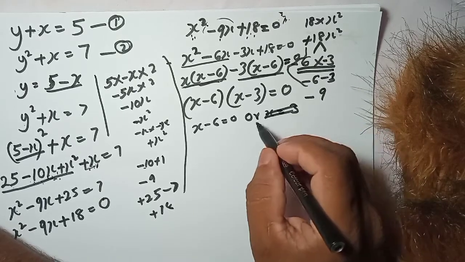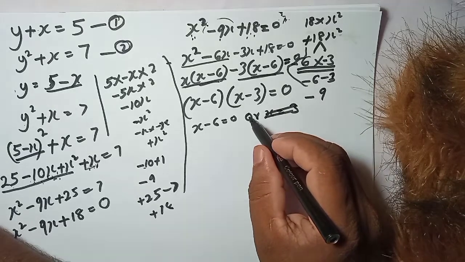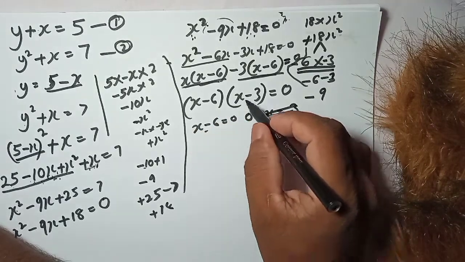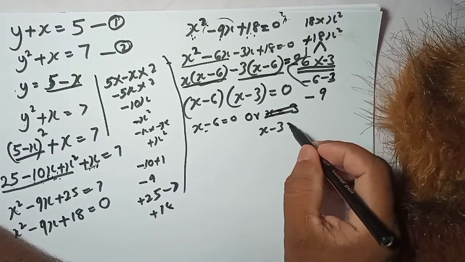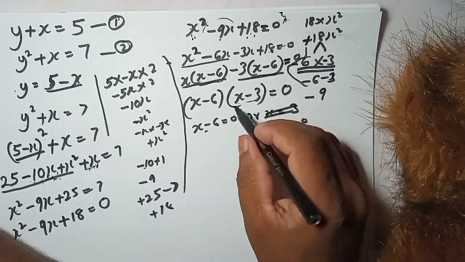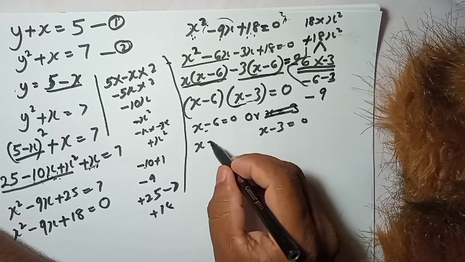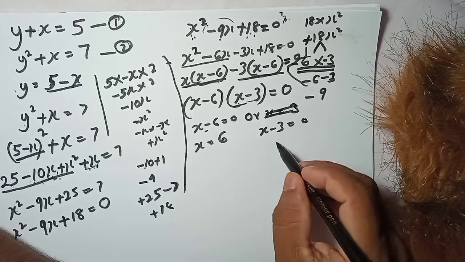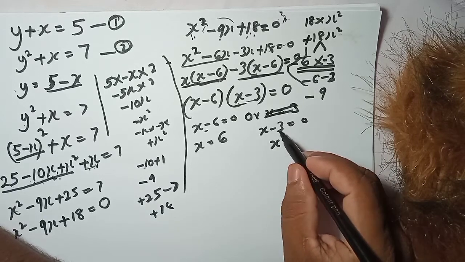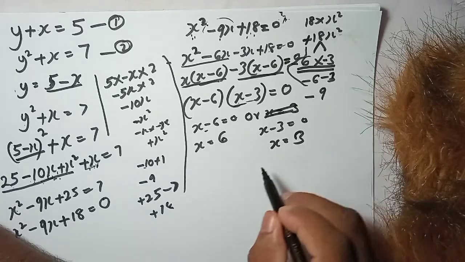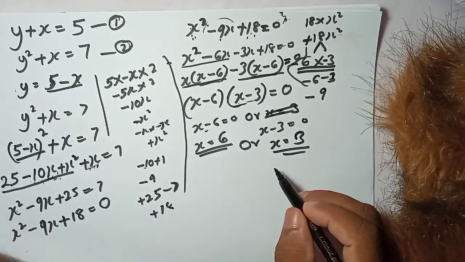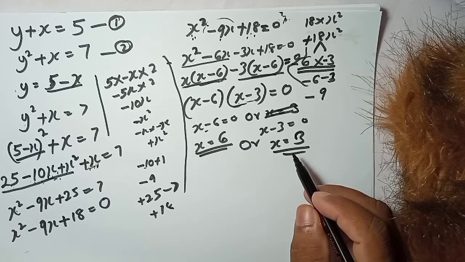Sorry, I did the next step. We can write this way: x minus 6 equals 0, or x minus 3 equals 0. Then next step, minus 6 into here becomes plus 6, so x equals 6, and minus 3 into here becomes plus 3, right? So you can write x equals this or this. Now we have two answers for x.